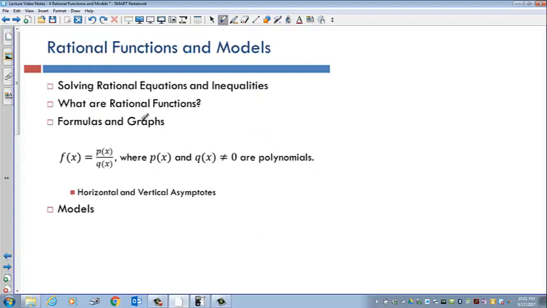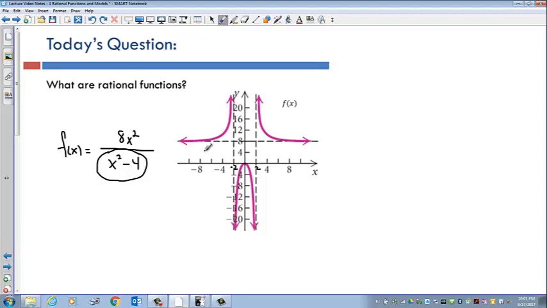All right, so we talked a little about what rational functions are. We talked about their formulas. The formula is a polynomial divided by a polynomial, where p of x and q of x are polynomials. Notice the denominator can't be 0, so we have to say q of x is not equal to 0. And they have these horizontal and vertical asymptotes. So what we want to do is, from a graph like we saw before, it's pretty easy to identify vertical and horizontal asymptotes from a graph. For example, here, this has a vertical asymptote at x equals negative 2 and a vertical asymptote at x equals 2. Whereas this has a horizontal asymptote at y equals 8.